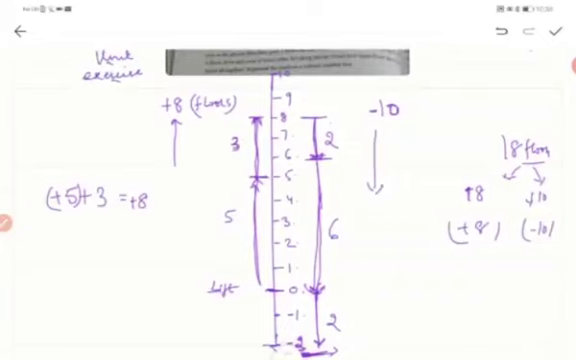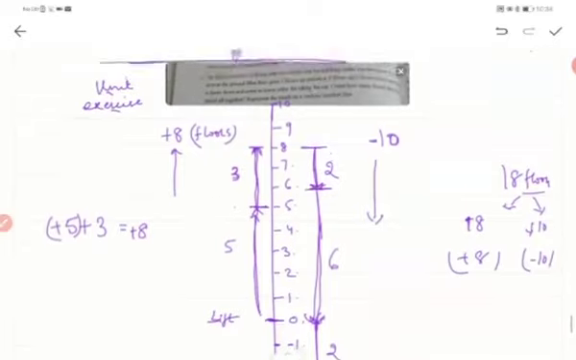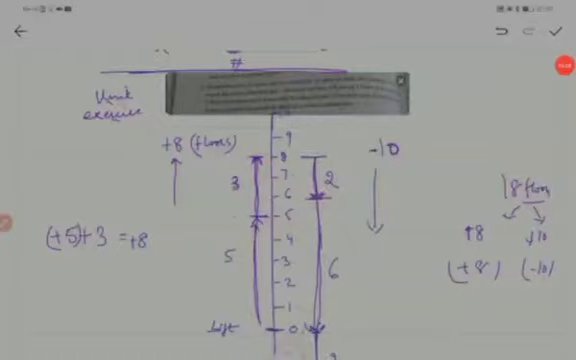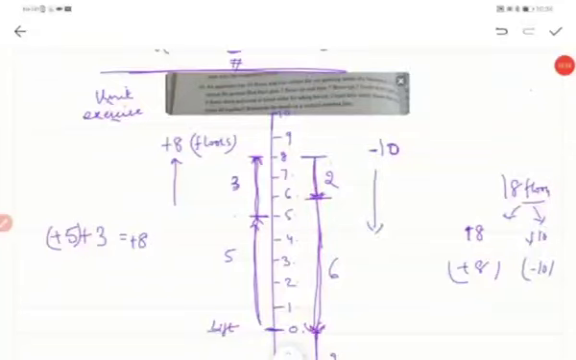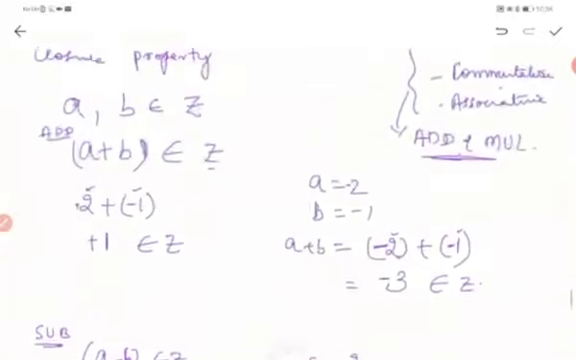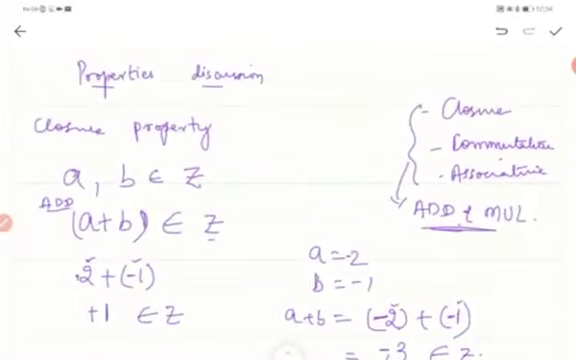This is how you represent it on your number line, a vertical number line. That's all for today. I took this example just to give you an idea of how you use integers in your normal day-to-day life. We can practice more examples on the subtraction and addition of integers in our Zoom meeting.